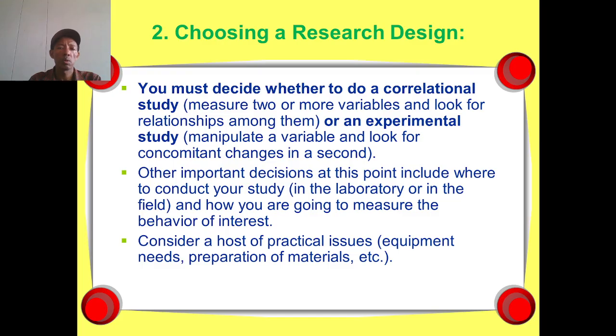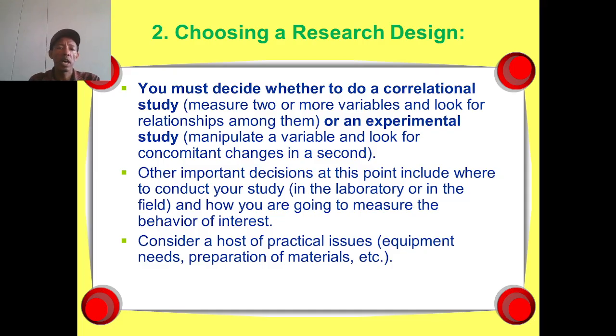First, you get your research question or hypothesis or objective from the different sources we have mentioned earlier, and then you devise your research design based on your hypothesis. So research design does not guide your hypothesis or objective, but your research objective or hypothesis should guide your research design. Other important decisions at this point include whether you conduct your study in the laboratory or in the field, and how you are going to measure the behavior of interest.